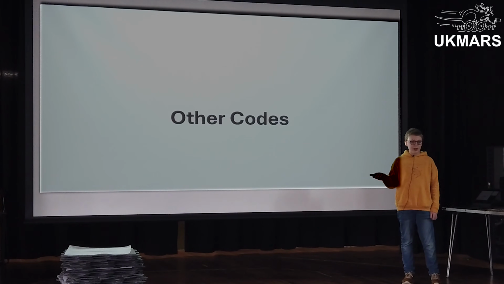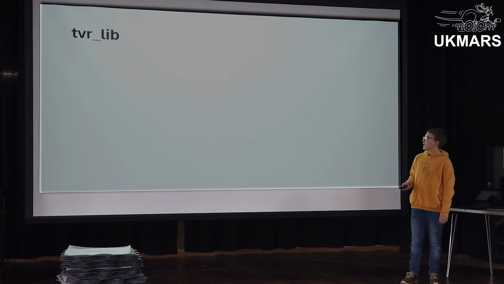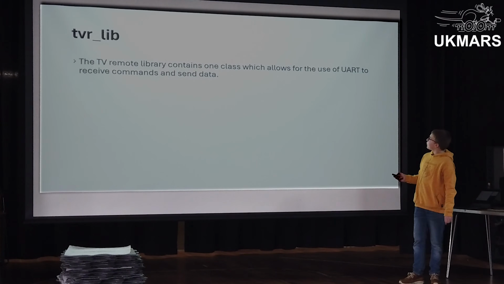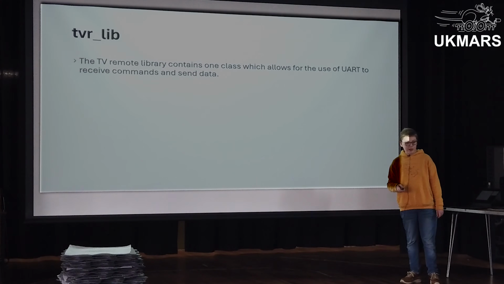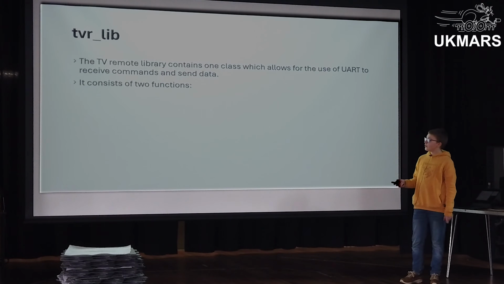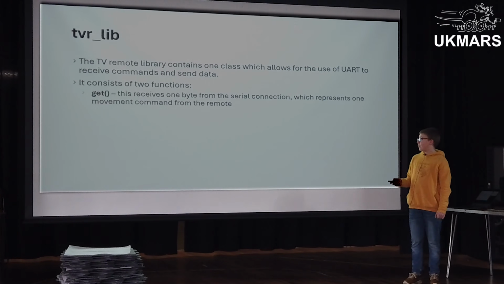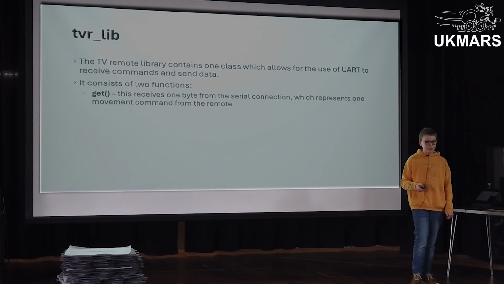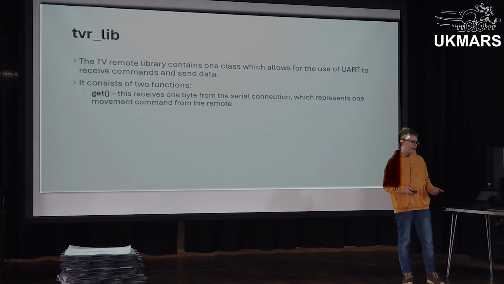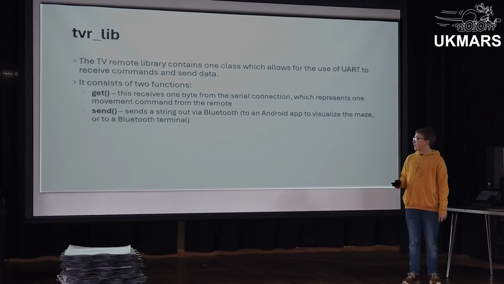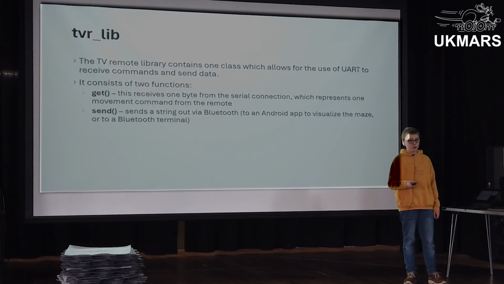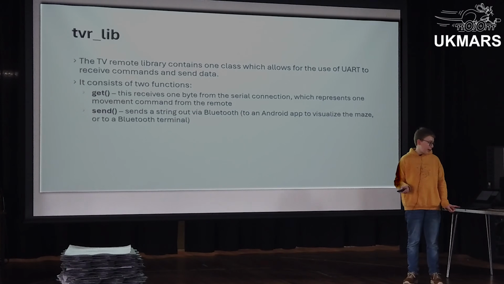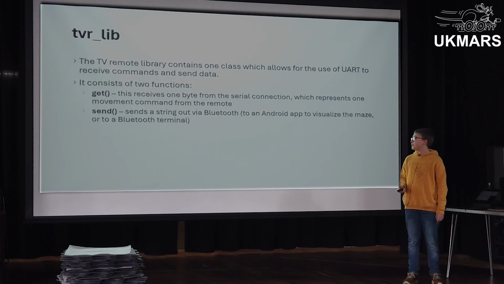So our other code, the libraries we mentioned earlier. We have TVRlib, which is our TV remote library, a class base for the use of UART that receives and sends data. It consists of 2 functions: get, which receives 1 byte from the serial connection, represented as a movement command, and that can be received via a TV remote or Bluetooth. And we have send for sending out a string, normally the wall values and the command via Bluetooth to our Android app or to a Bluetooth terminal.